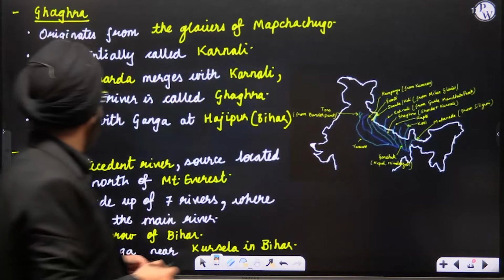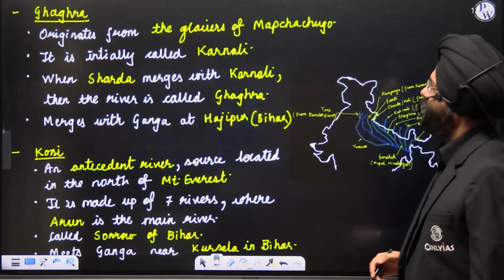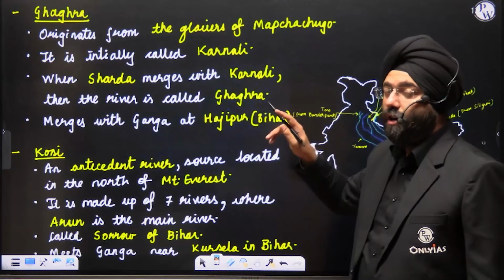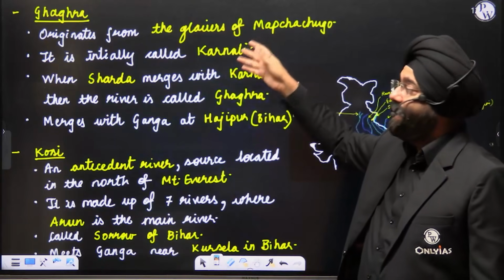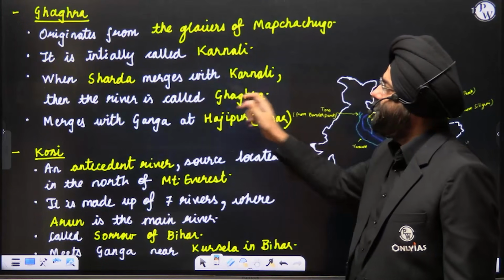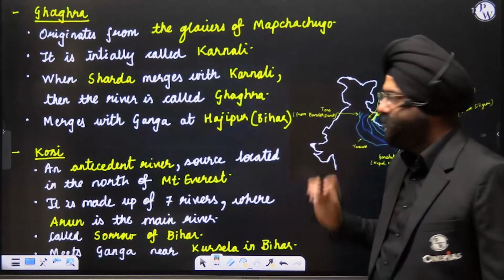So you can see over here, Ghagra originates from the glacier of Machungo and initially it is called Karnali, yes, because it is not called Ghagra before. It is known as Karnali. Later when Sharda merges, then it is known as Ghagra. So when Sharda merges with Karnali, it is known as Ghagra, merges with Ganga at Hajipur in Bihar. Clear? Let's move back again.